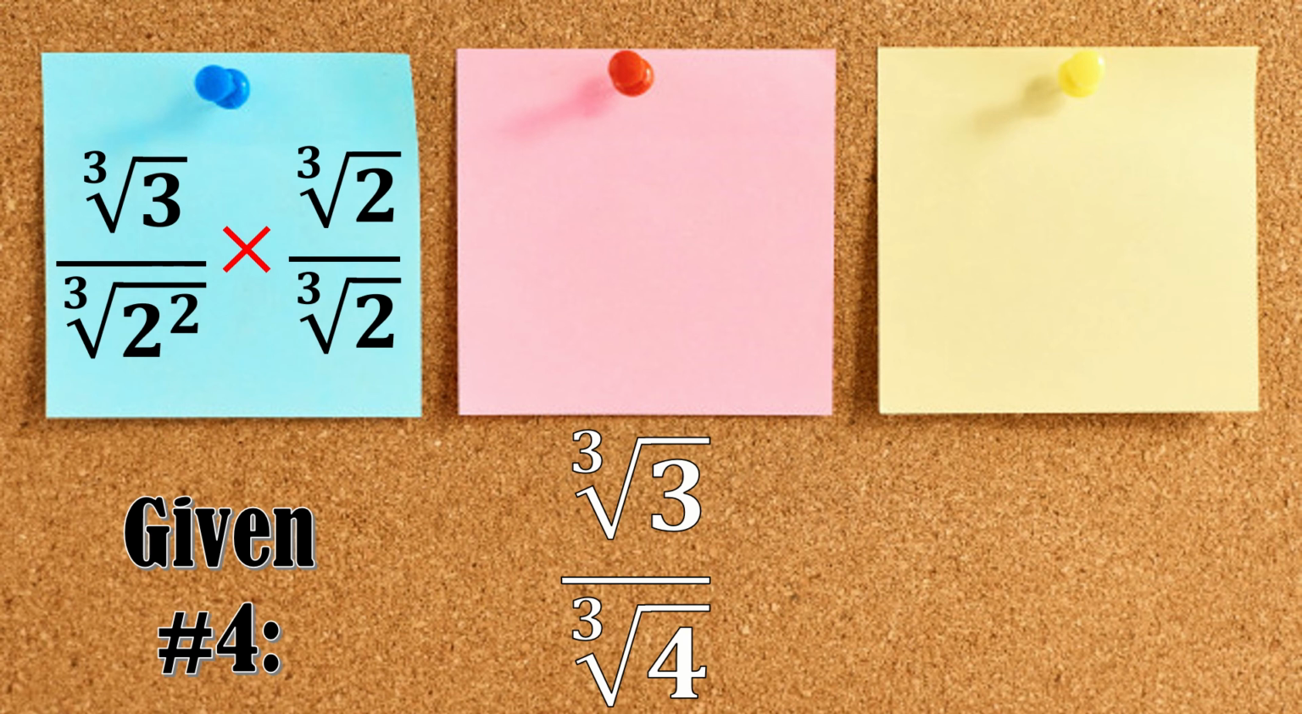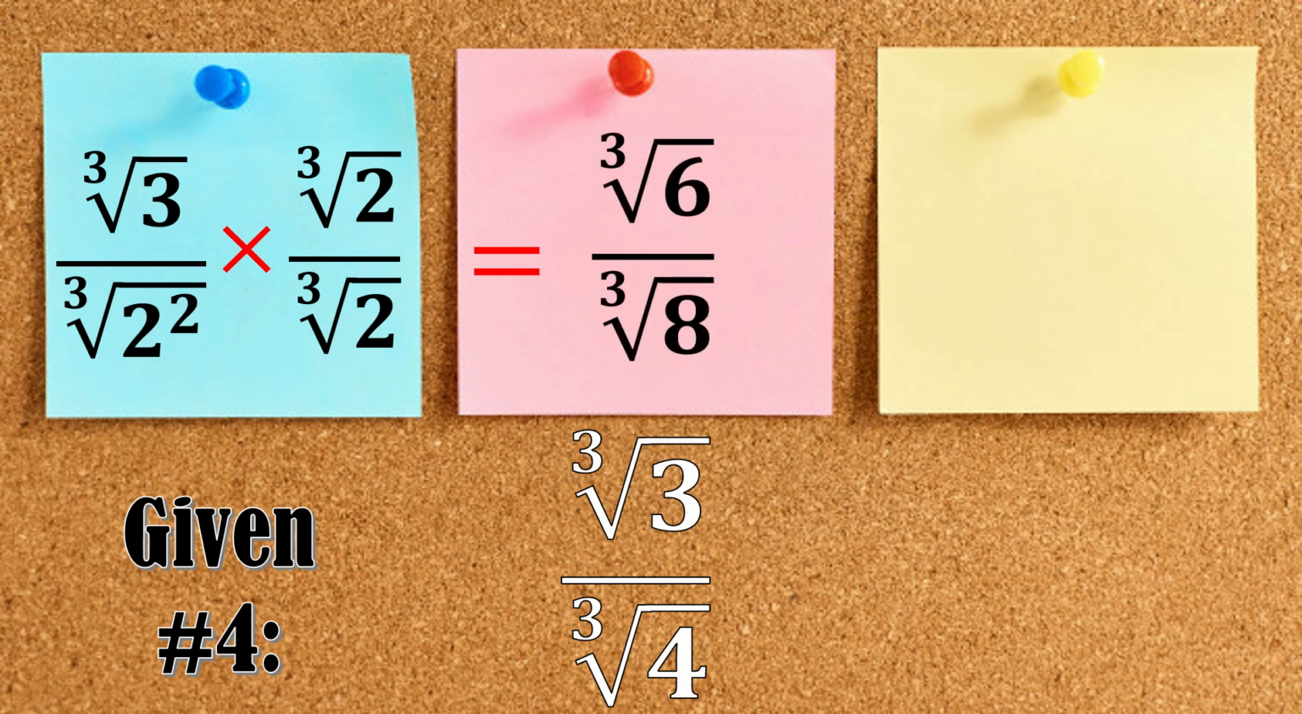Simplifying that, we have the cube root of 3 all over the cube root of 2 squared times the cube root of 2 all over the cube root of 2. By simplifying that, numerator to numerator, 3 times 2, the answer is 6. And then, 2 times 2 is 4, 4 times 2 is 8. That will become cube root of 6 all over cube root of 8.